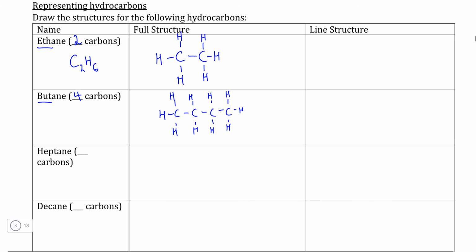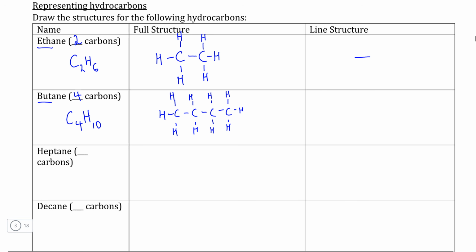Then if we write our chemical formula, butane has 4 carbons and 1, 2, 3, 4, 5, 6, 7, 8, 9, 10 hydrogens. Now, for those that are wondering, God, there must be a faster way in order to draw these. In fact, there is, and I will show you.